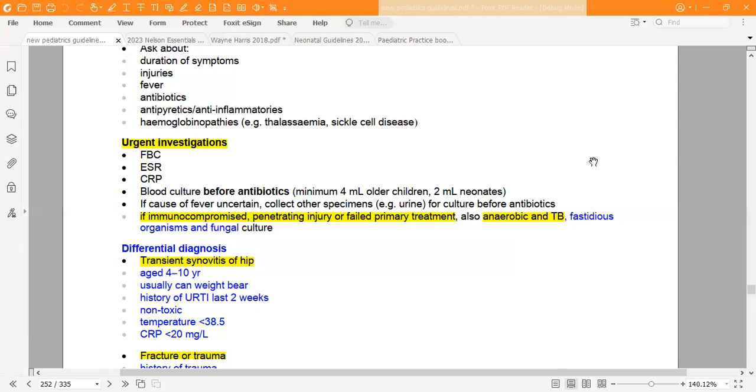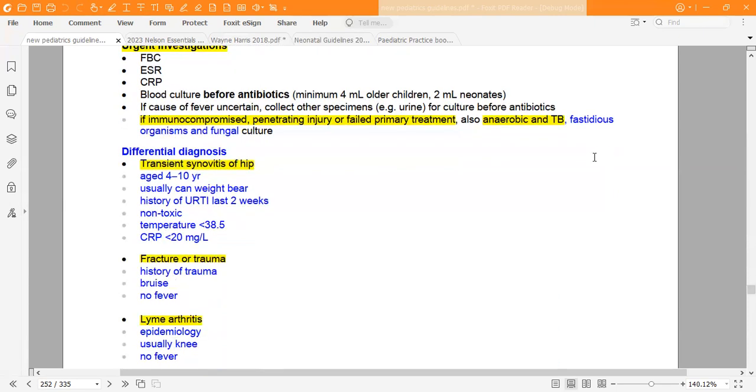If immunocompromised, penetrating injury, or failed primary treatment, also send anaerobic, TB, fastidious organisms and fungal culture as well. Okay, so if the child is immunocompromised, has a penetrating injury, or you have already started the traditional antibiotic and there is no improvement, think about anaerobic infection, think about TB, think about fungal infection as well.